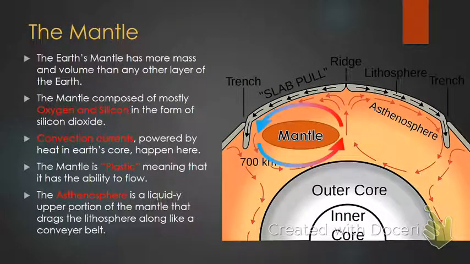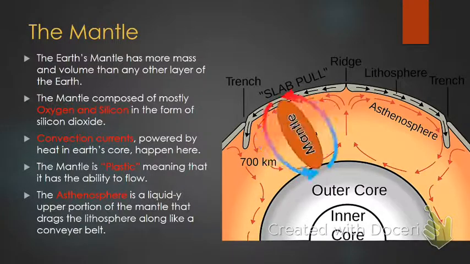Okay, now the mantle. Earth's mantle has more mass and volume than any other layer of the Earth. So basically the majority of the mass and volume of the Earth are the mantle. So the Earth is mostly mantle. The mantle is composed of oxygen and silicon in the form of silicon dioxide, and convection currents, that lava lamp effect, is what takes place in the mantle.